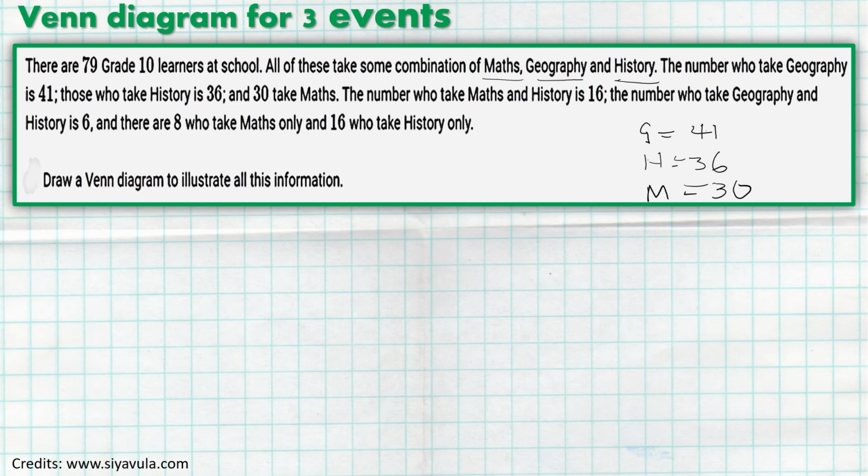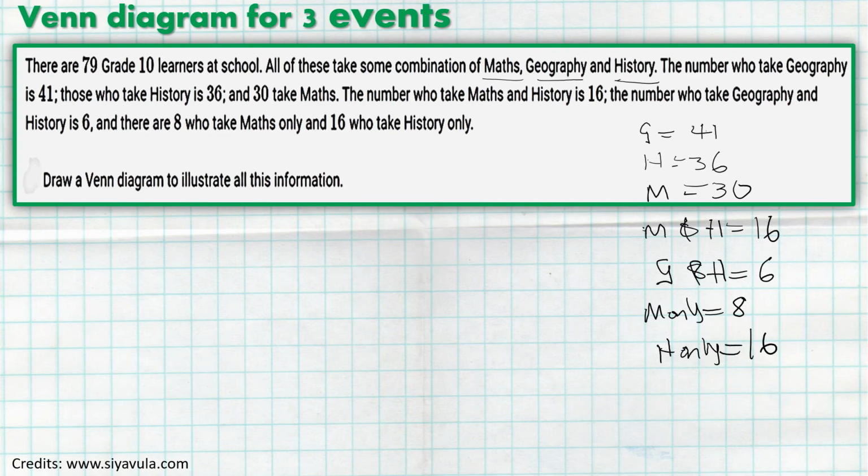The number who take maths and history is 16. The number who take geography and history is 6. And there are 8 who take math only. Let me say M only. And only 16 who take history only. So history only, we have 16.